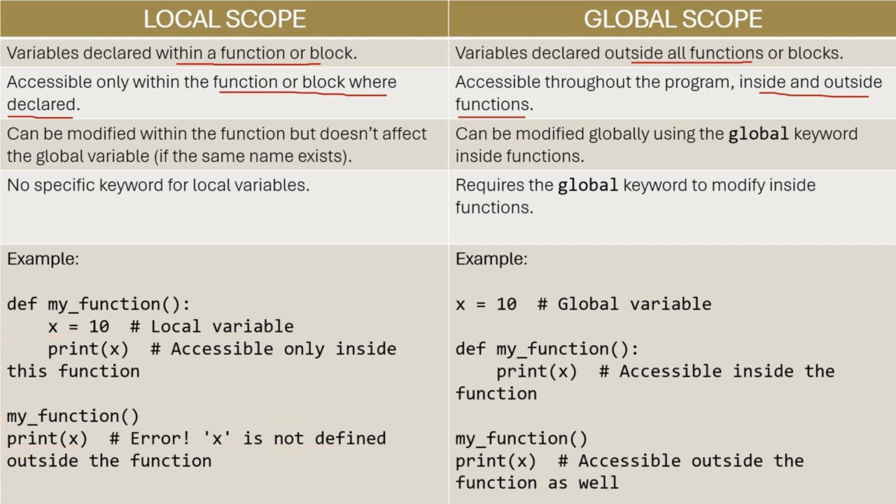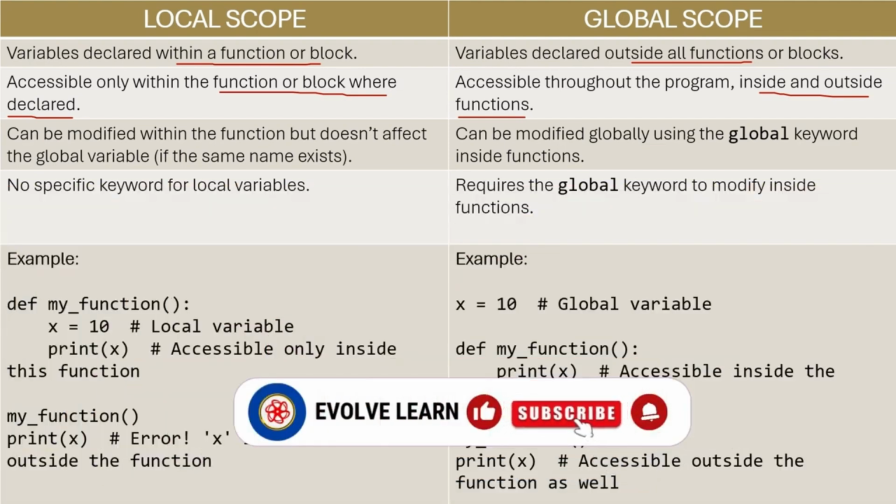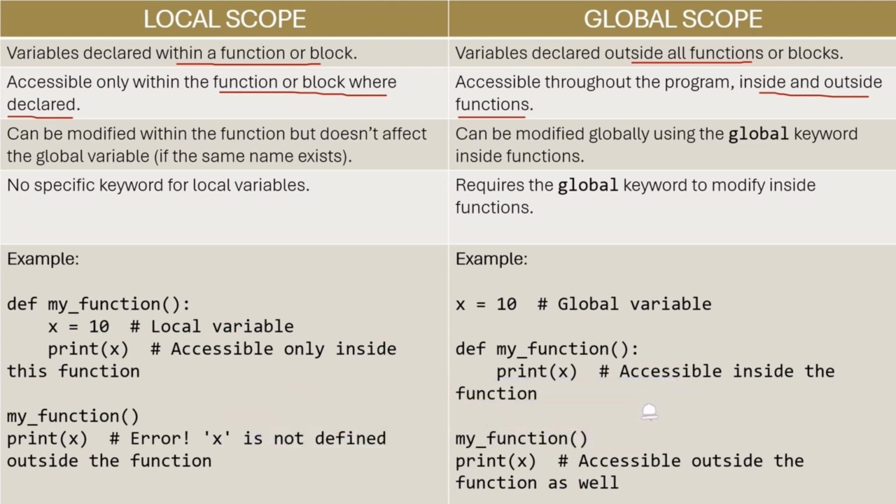Coming to modification in local scope, if you have given the same name to a global variable and a local variable, the local variable will shadow the global variable inside the function, but it will not modify the global variable outside the function. Meaning, if you have declared the global variable x equals 20 and inside the function the local variable as 10, if you run this code, it will print first 10, next 20. This is because functions consider the local variable over the global variable. This happens only if you provide the same name.